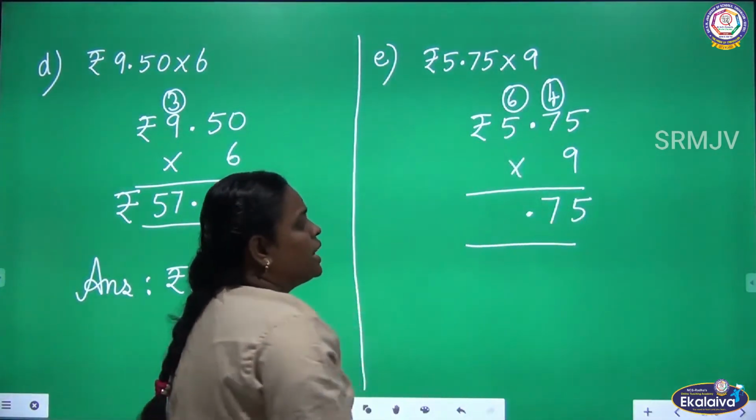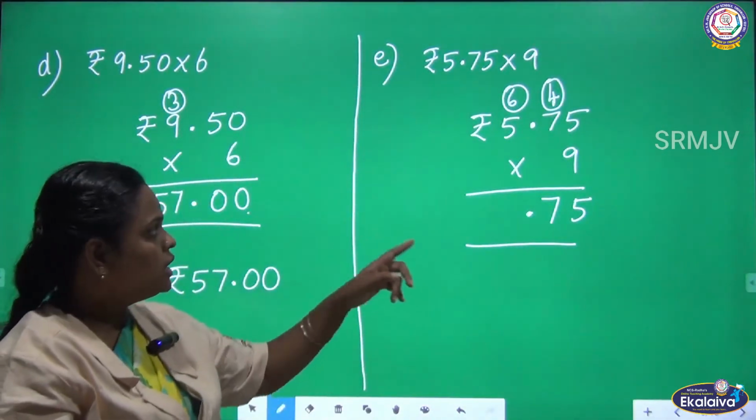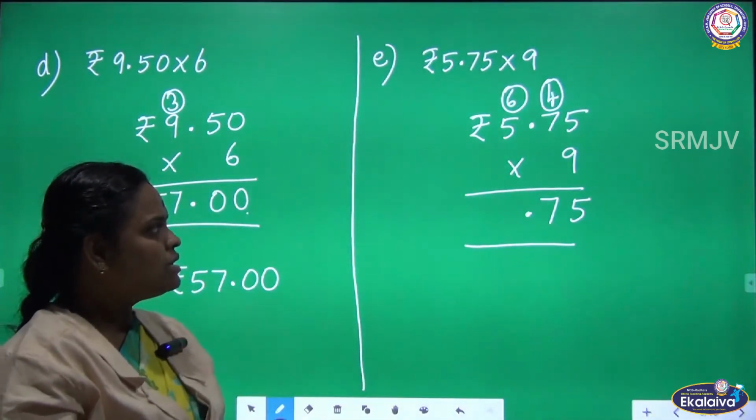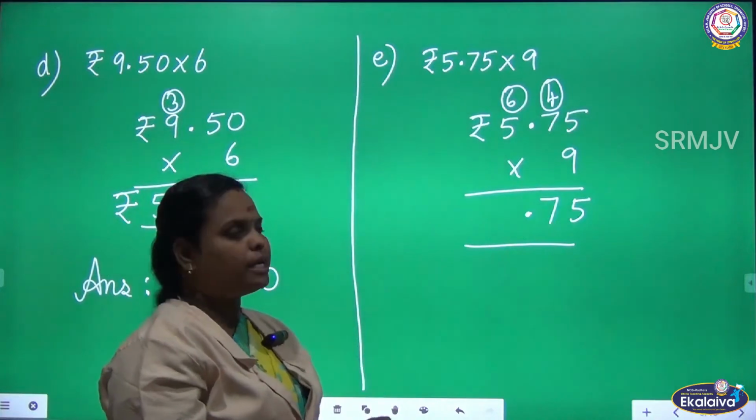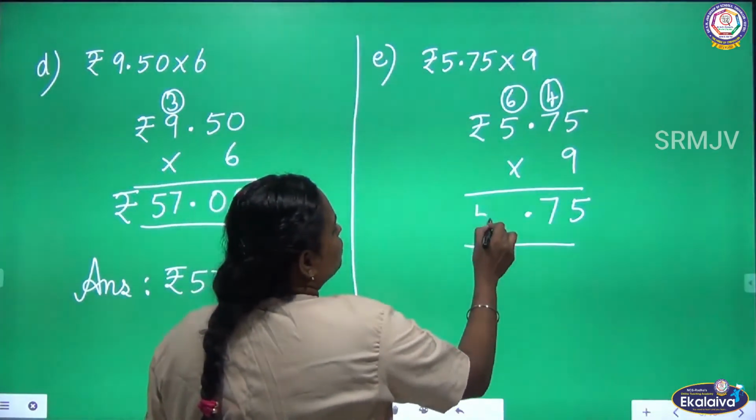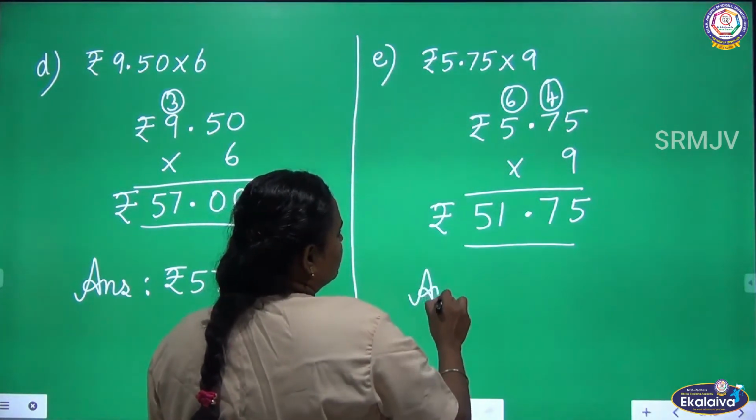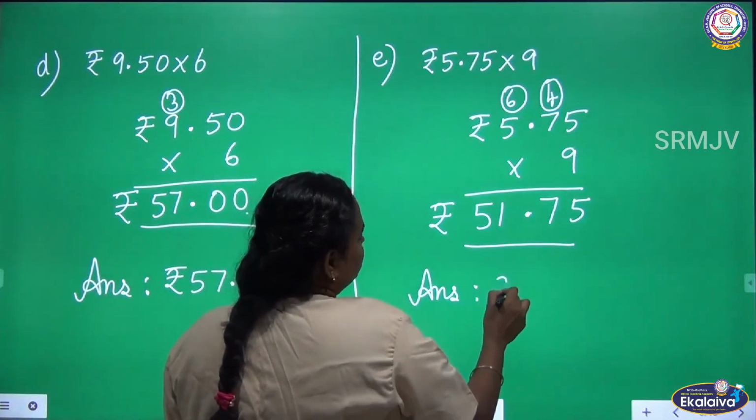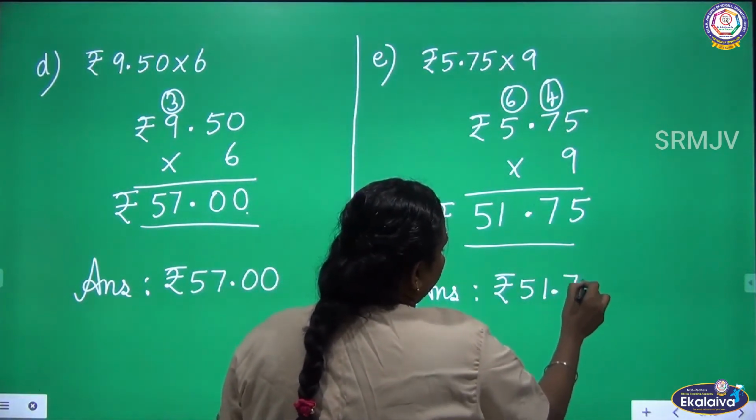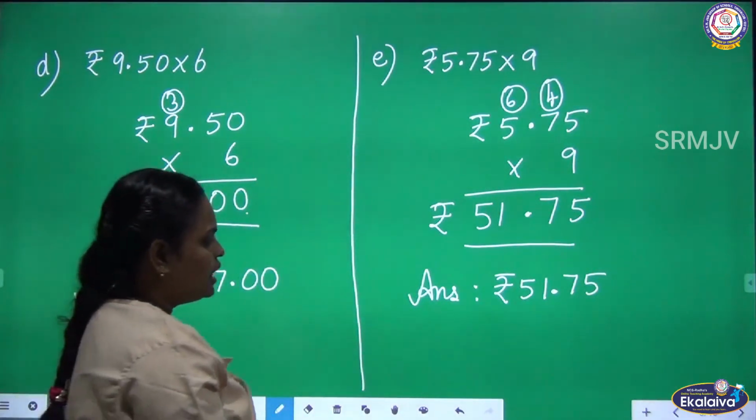Next 9 5s are 45, then you add 45 plus 6, that is 51. So you write 51, write the rupee symbol. So now you tell me the answer. 51 rupees 75 paise. So the answer is 51 rupees 75 paise.